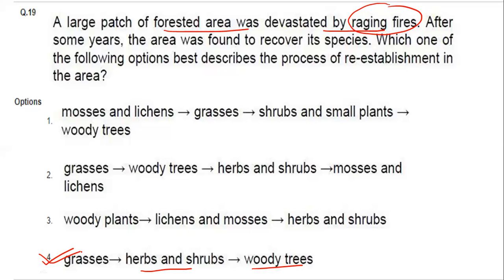This is a secondary succession going on. If it is a primary succession, then this would be the correct option: mosses, lichens, grasses, shrubs, herbs, and woody trees, right? So the answer is option 4.